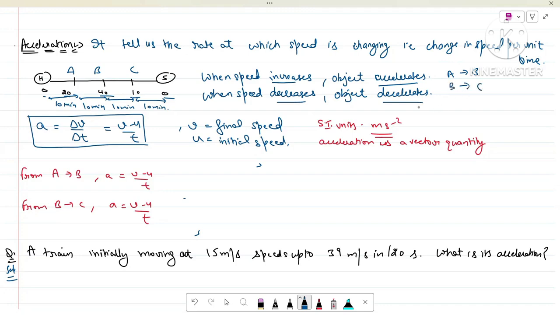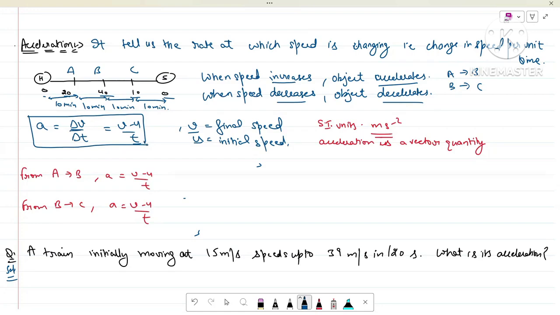So acceleration is change in speed per unit time, that is delta V by delta t. How to find change in speed? Change in speed, we will find as final speed minus initial speed. Final speed is denoted by V, initial by U. So V minus U divided by t will be the acceleration.